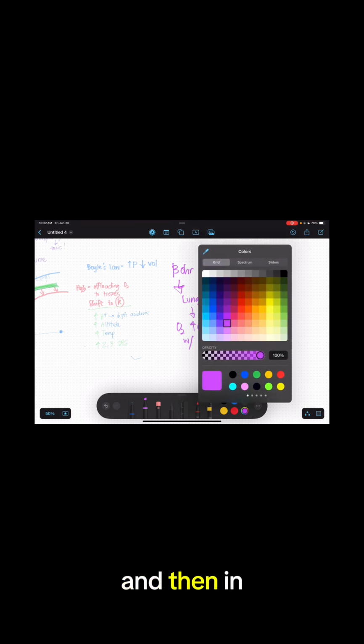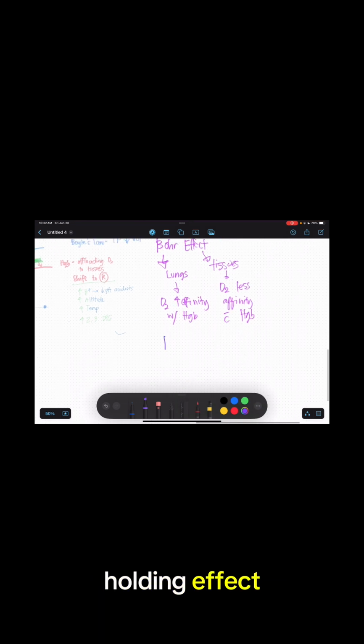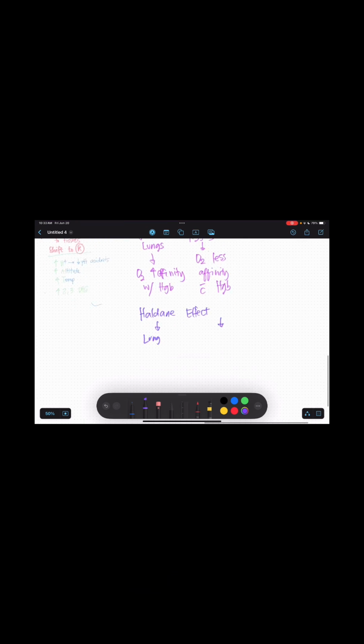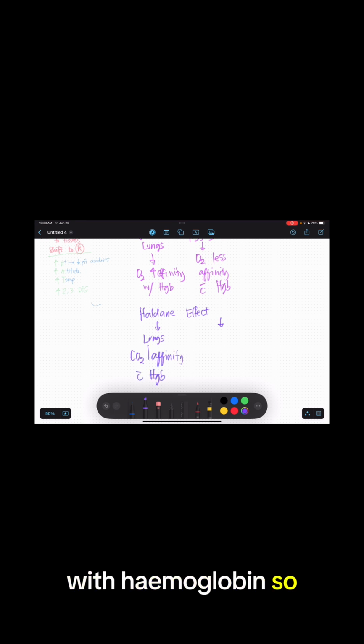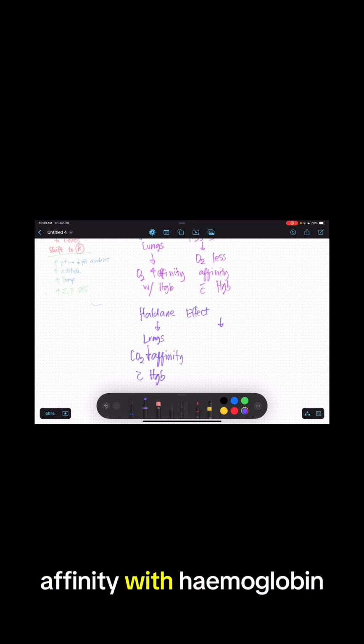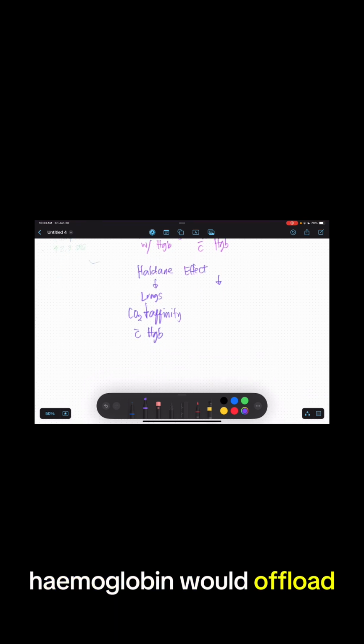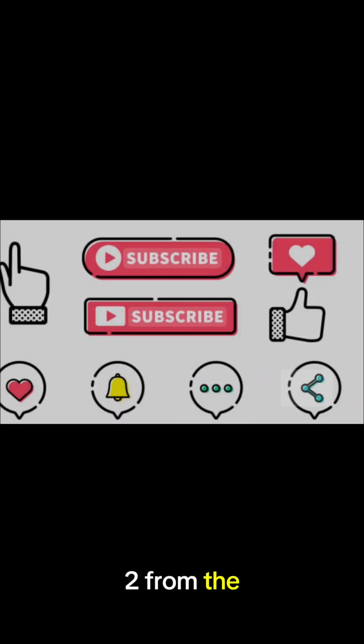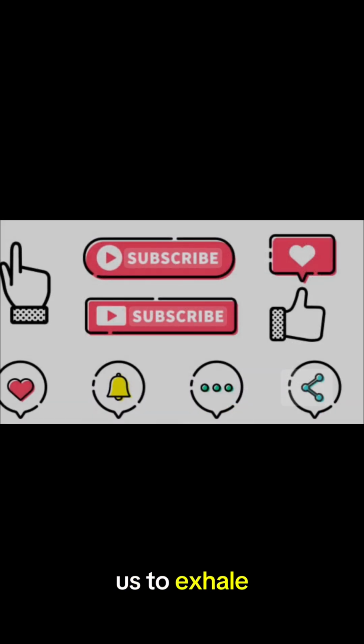And then, in contrast, we're going to talk about the Haldane effect. The Haldane effect talks about the CO2 affinity with hemoglobin. In the lungs, the CO2 has less affinity with hemoglobin, so now the hemoglobin would offload the CO2. And then in the tissues, the CO2 has increased affinity with hemoglobin. So that's how the hemoglobin picks up CO2 from the tissues in order for us to exhale it back through the lungs.